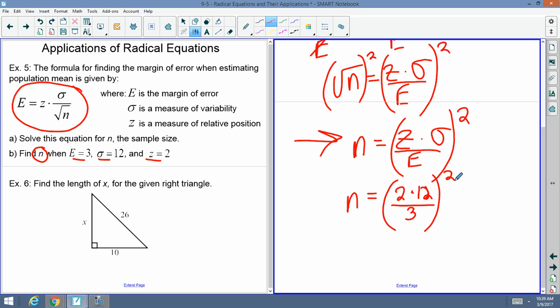Order of operations states, what do I have to do first? Everything inside the parentheses, thank you. So 2 times 12 is, divided by 3 is, and 8 squared is 64. So n, my brothers, is 64, and n, of course, is the sample size. That's the amount of people that they surveyed to get this data.